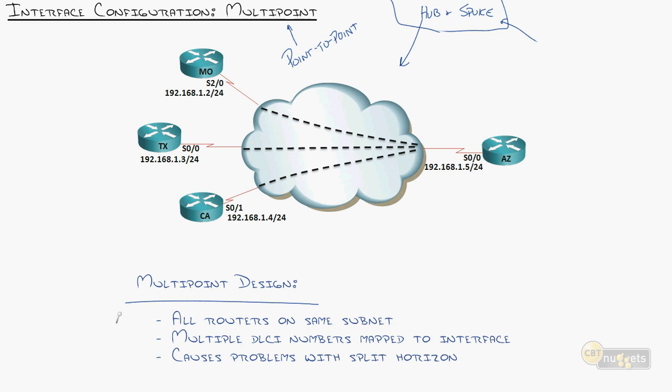What a multi-point design or configuration means is that all the routers are on the same subnet. Right? So look at these IP addresses in the cloud. We've got Missouri, Texas, California, and Arizona. All of these routers are part of the 192.168.1.x. I've got a /24, so 0 subnet, and they're all in this same network world. Now, I'll say the advantage of this network design is that you can save IP addresses.